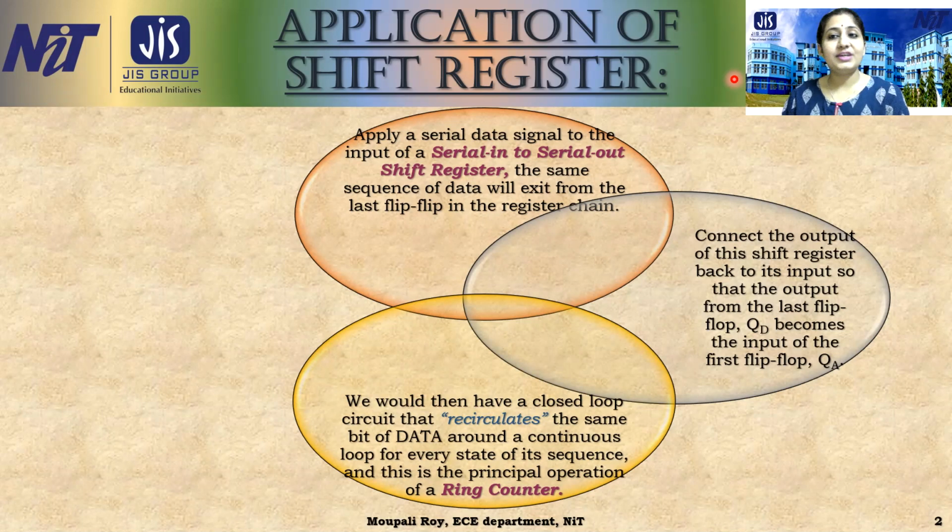So the first application of a shift register is the ring counter. What is the application? Recirculation. That means the output of one section goes as the input of another, and if the output of the last flip-flop goes as the input of the first flip-flop, then this is called recirculation. One flip-flop's output goes to another flip-flop's input in a circular way.